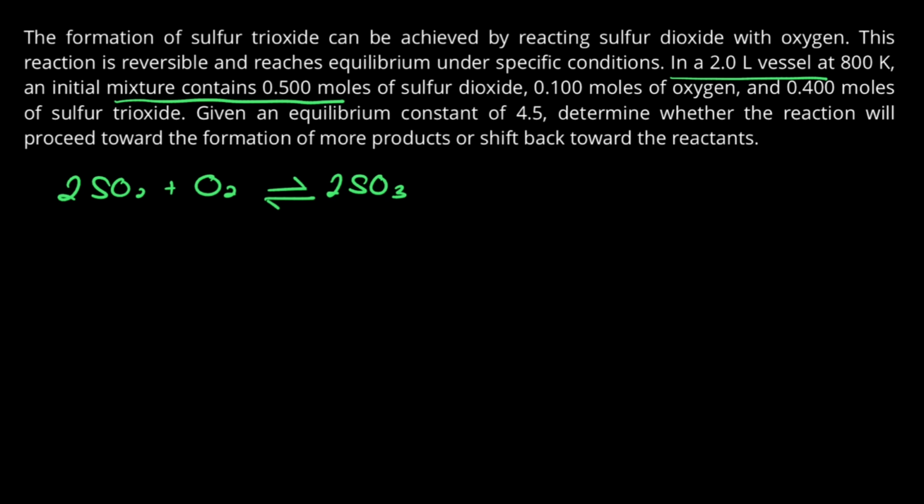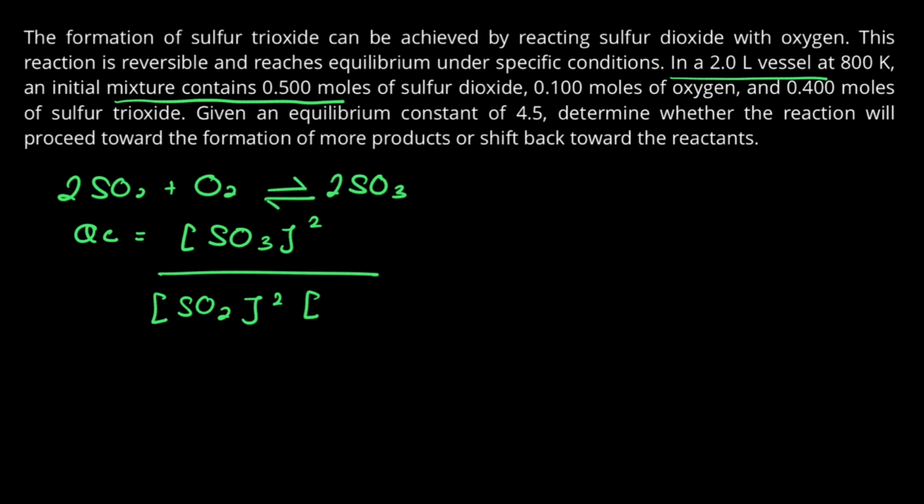Since this is an initial content, you should be able to calculate the Qc instead of the Kc. So Qc is whatever in the product divided by whatever in the reactant, and that must be in concentration. In other words, we can say that the concentration of SO3 to the power of 2 divided by the concentration of SO2 to the power of 2 times the concentration of O2.